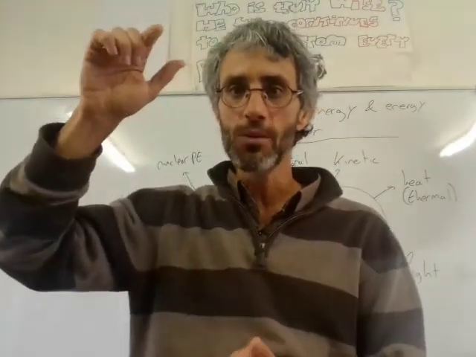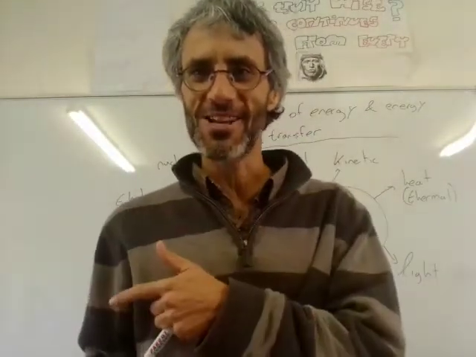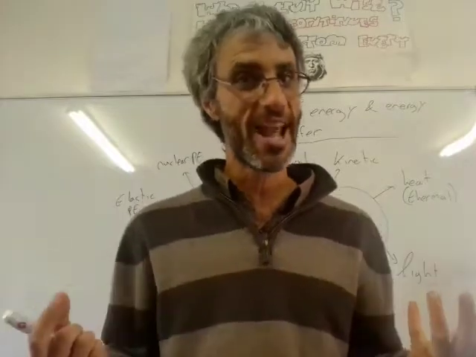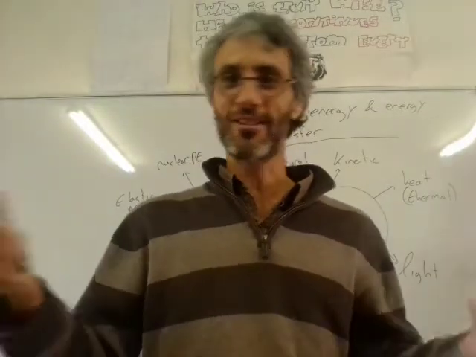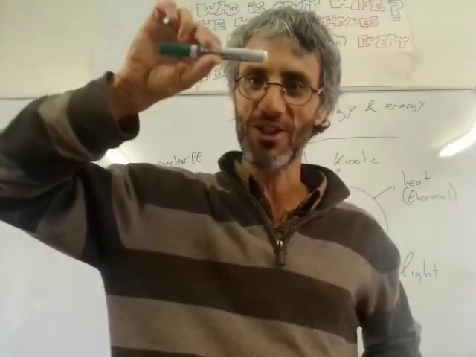Because when I let go, it starts moving. If it's moving, it gained kinetic energy. So now it has kinetic energy. Where did the energy come from? From nowhere? No. It was here in the form of gravitational potential energy.